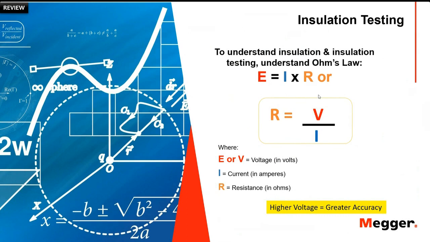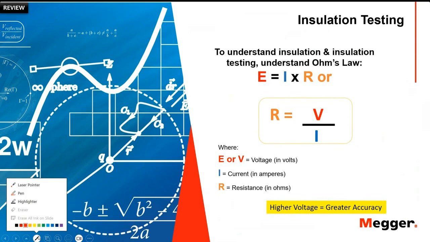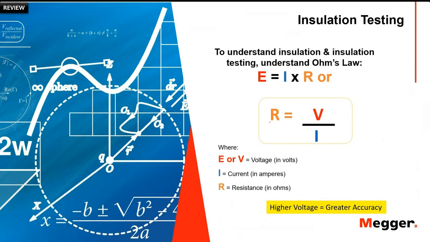As you all know, with a higher voltage we can have better accuracy because the resistance is directly proportional to the voltage. As the voltage goes high, we can measure a higher possible resistance. So the higher the test voltage that we have, the higher the resistance we can measure.